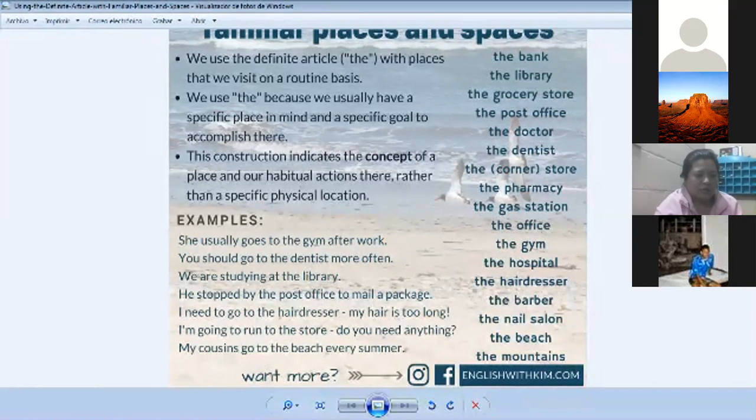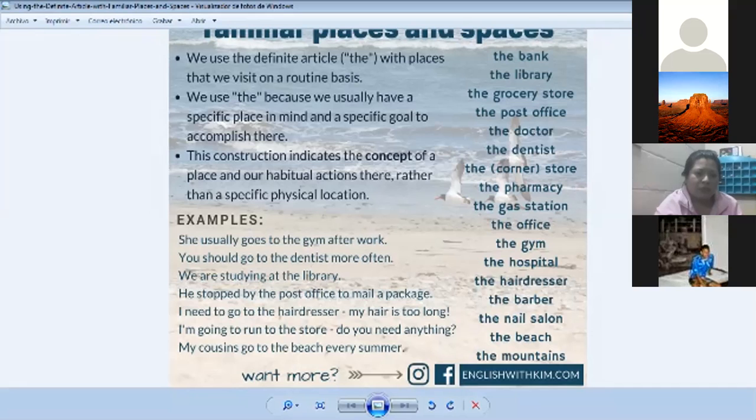And we continue with the frequency adverb. She usually goes to the gym after work. You should go to the dentist more often. Deberías de ir al gimnasio, al dentista más seguido. The dentist. Okay. We are studying at the library. Estamos estudiando en la biblioteca. Okay. He stopped by the post office to mail a package. The post office. Okay. I need to go to the hairdresser.